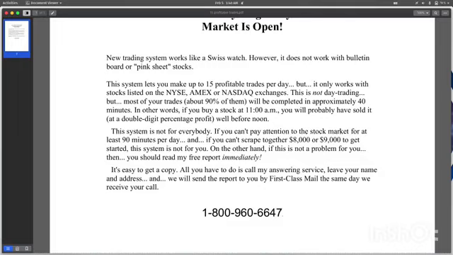So you are going to say, oh yes, I have qualified. This is a criteria that I can pass. 90 minutes, not a big deal. I can spend 90 minutes trading to be able to gain 15 profitable trades per day. And then now let's look at the other criteria that qualifies anyone that's going to benefit from this. If you can't scrape together $8,000 or $9,000 to get started, this system is not for you.